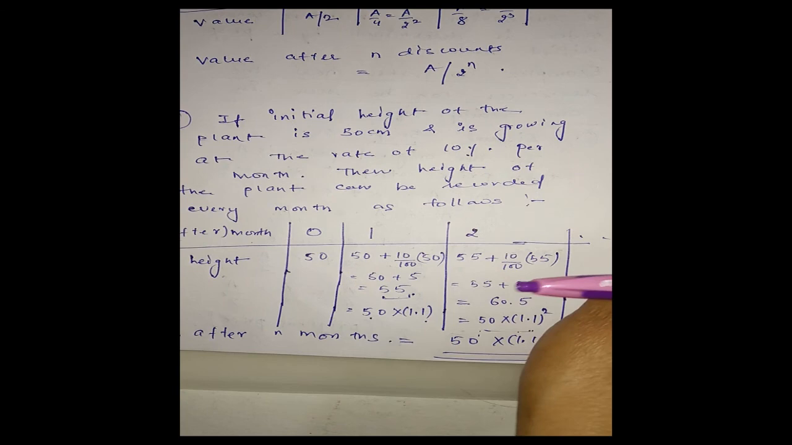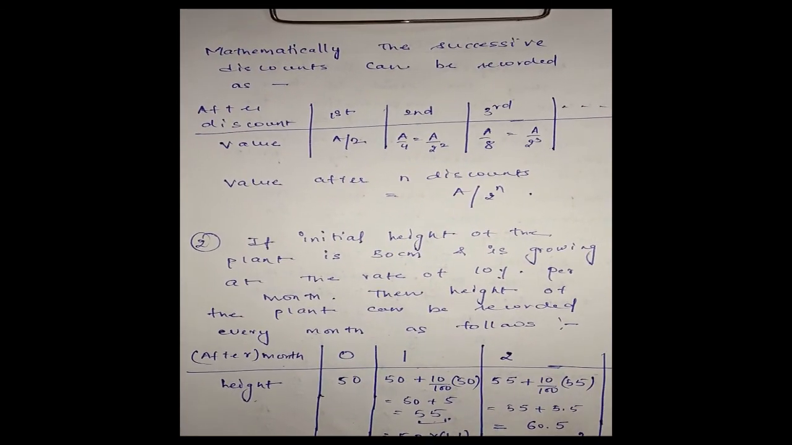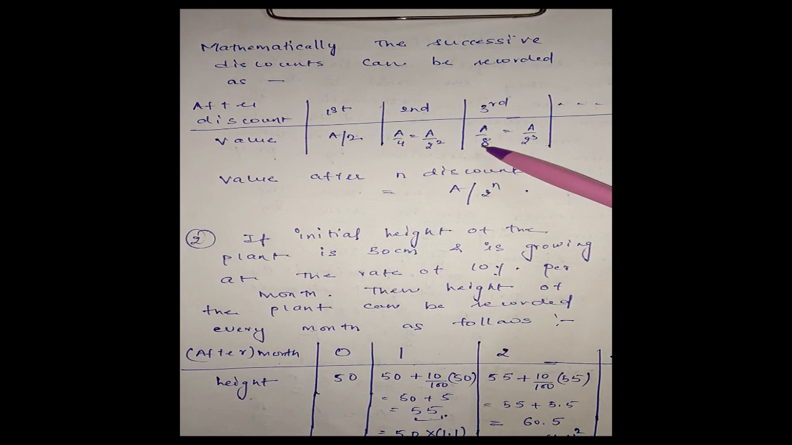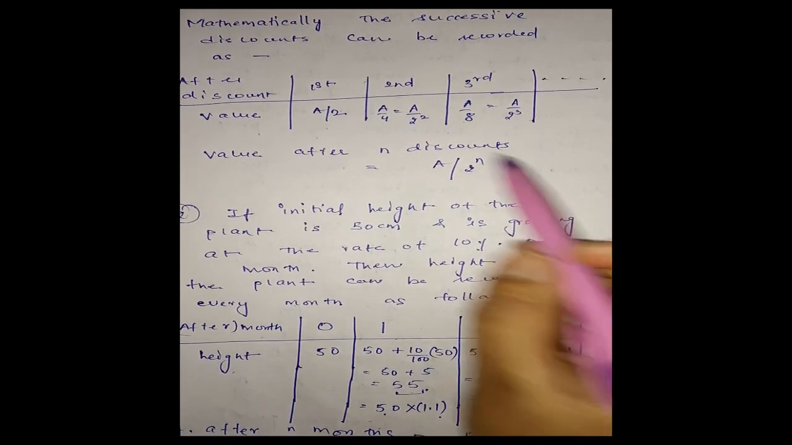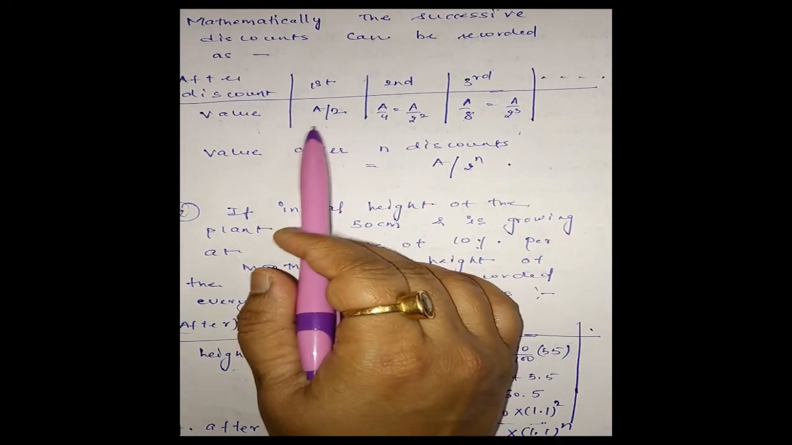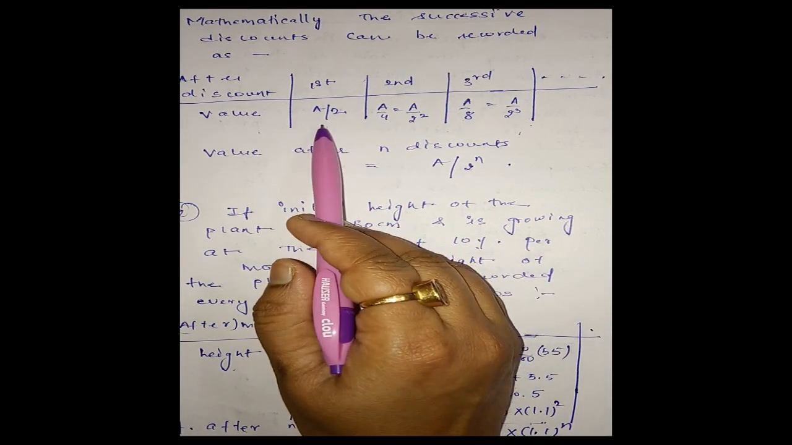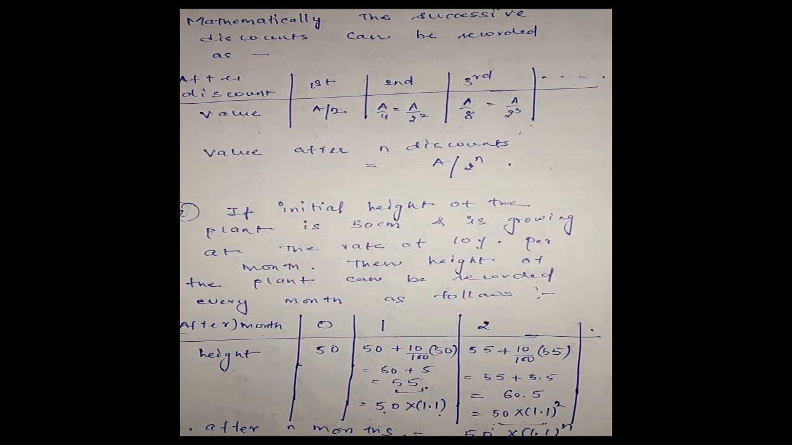Clear? From these two examples, we see that there is some rule to write the second row. There is a rule from this example, and from that example it is clear that there is some rule to write the nth element in the second row.